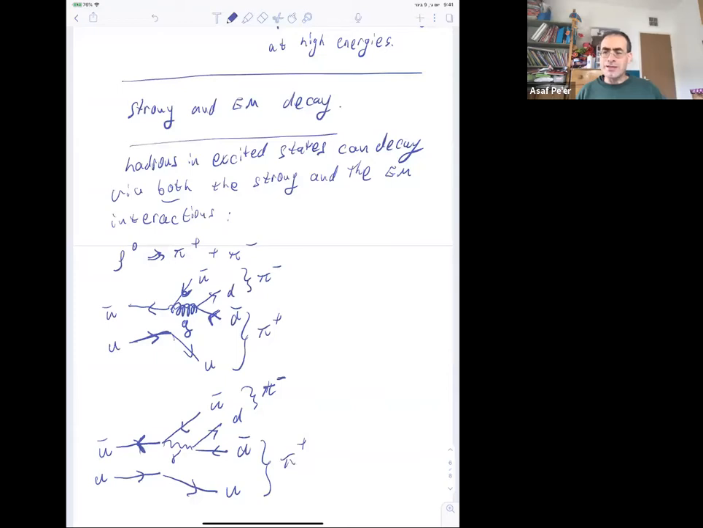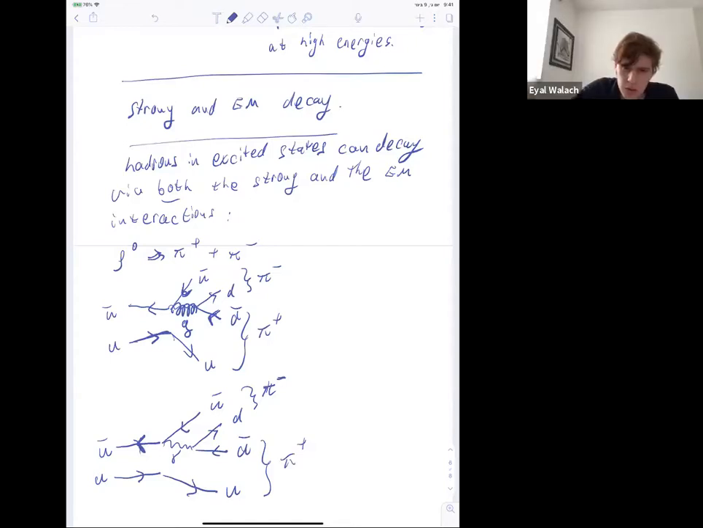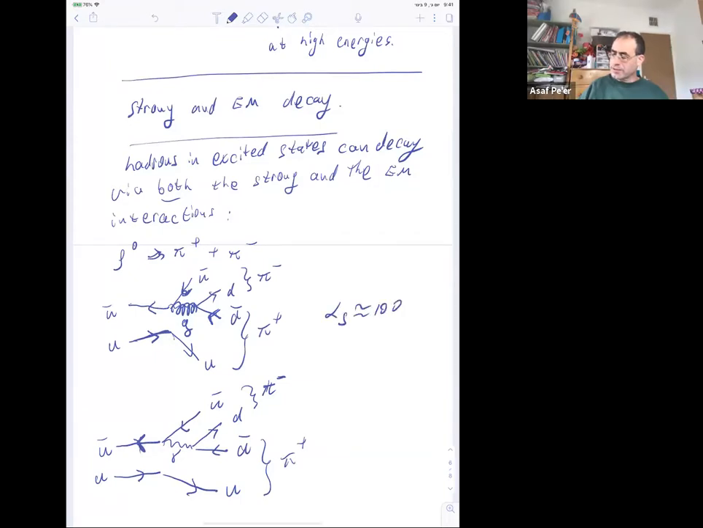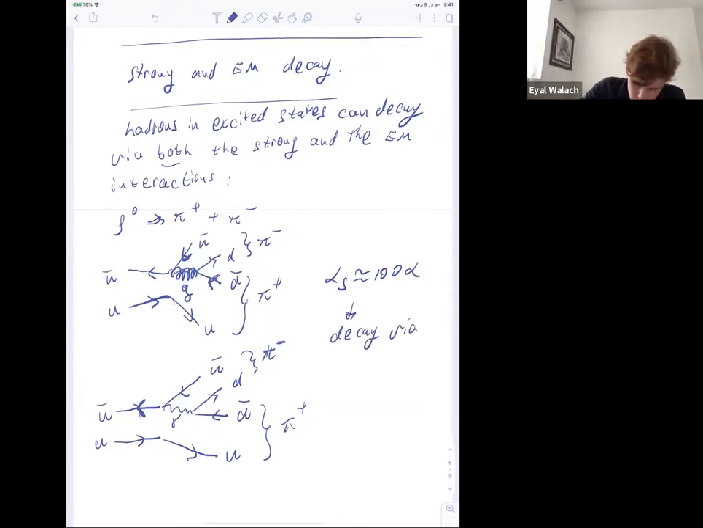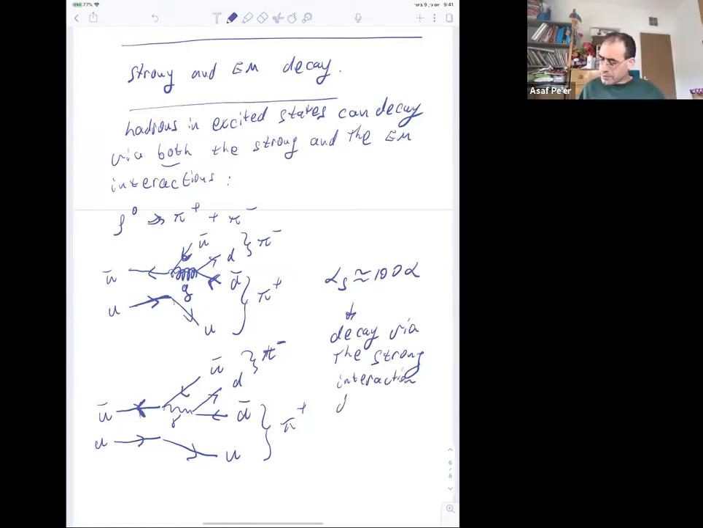Okay, so if you want to calculate this process, basically these two diagrams contribute. Which one dominates? The strong force one, of course. Why? Because it's stronger. Exactly. Since the coupling constant alpha strong is about 100 times larger than alpha QED, the strong one would be much more dominant. In fact, if a particle can decay via the strong interaction, that's normally what it will do. That's always the dominant process. It also explains why they have such a short lifetime.